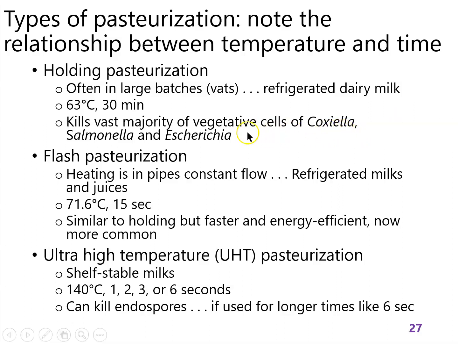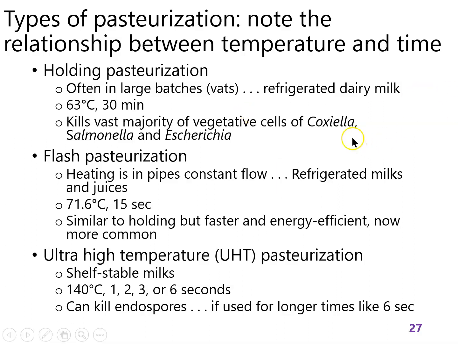If somehow endospores got into milk, this would not affect them at all. But usually there are no endospores in milk. This is a slow way to pasteurize anything, and it's very energy intensive.